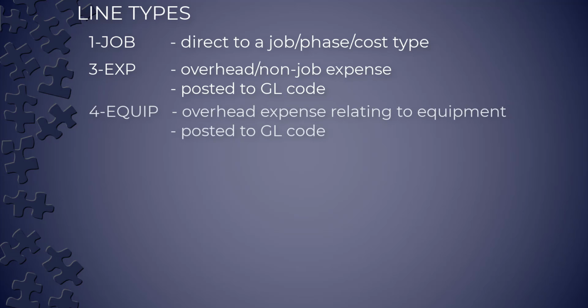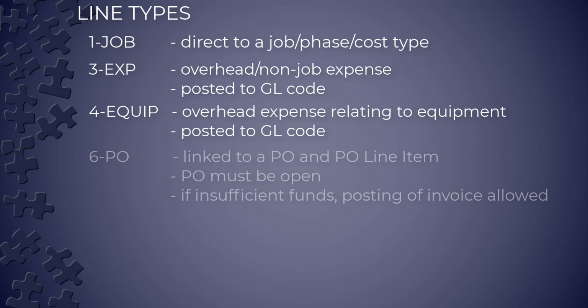We have line type 4, equipment. These are overhead expenses relating to a particular piece of equipment, and they too are posted to a GL code. Line type 6, PO, are linked to a PO and a PO line item. The PO must be open, and with a PO, if there are insufficient funds, a message will display showing that there are insufficient funds, but posting of the invoice will be permitted.